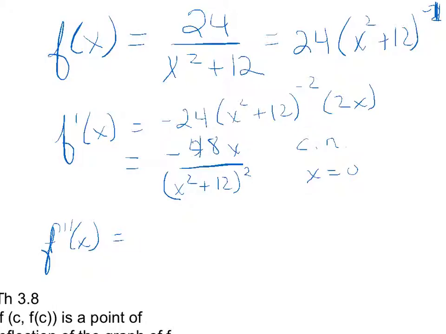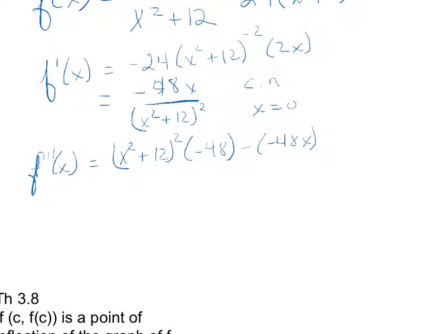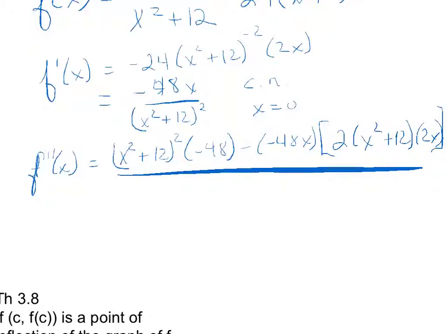And so for the second derivative, this time we're going to have to use the quotient rule. So we'll have the denominator times the derivative of the numerator minus the numerator times the derivative of the denominator. And I'm going to have to make this a little smaller. And that's going to be twice x squared plus 12 times 2x, all over the denominator squared. If you have any trouble here, it's going to be in finding the second derivatives because sometimes they take a little bit of skill.